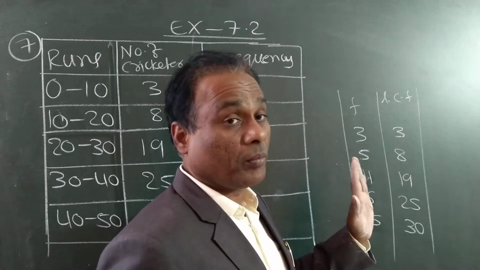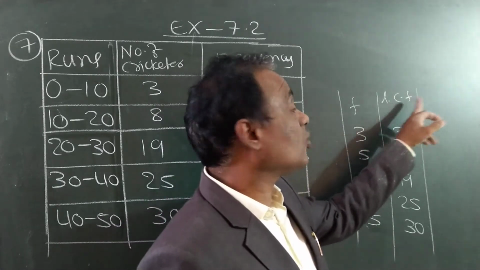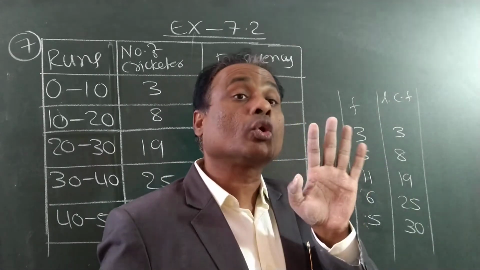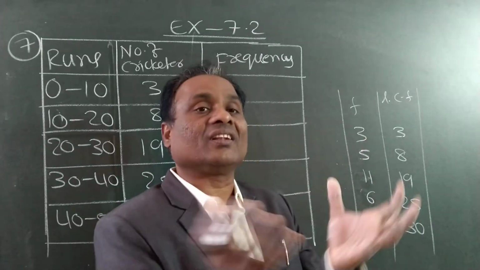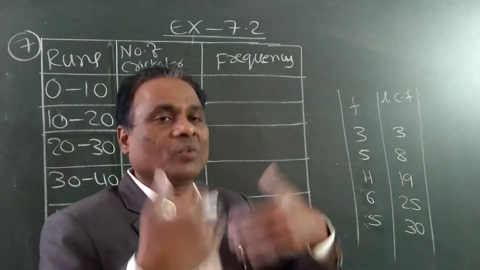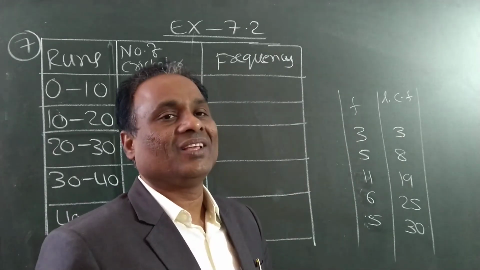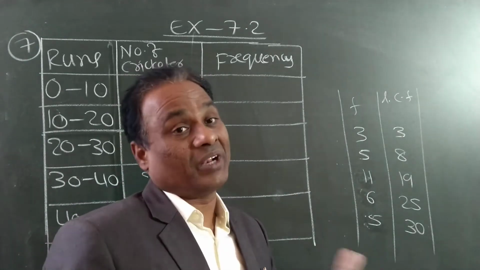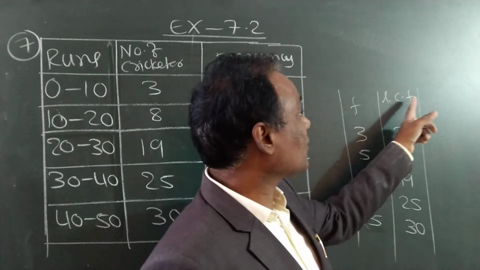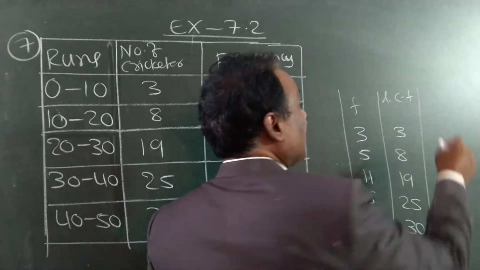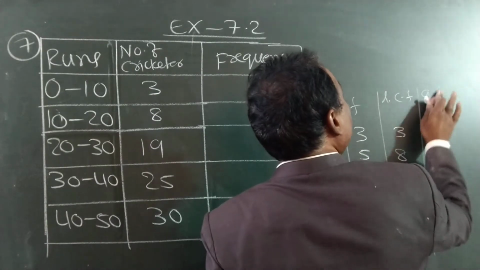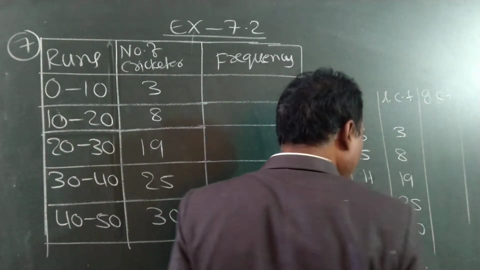Already we did some problems. I explained less than cumulative frequency. Cumulative means sum. Cumulative means addition. Cumulating means keep on adding. So there are 2 types of cumulative frequencies. Less than cumulative frequencies means we add the frequencies from top. Greater than cumulative frequency means we add the frequencies from bottom.